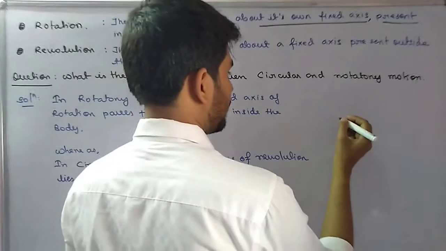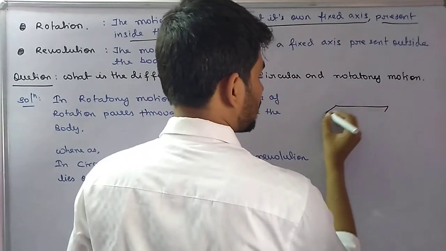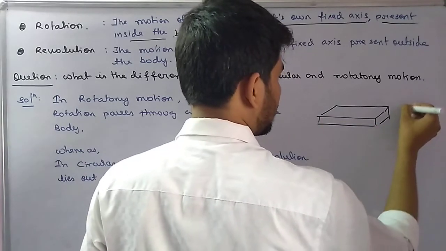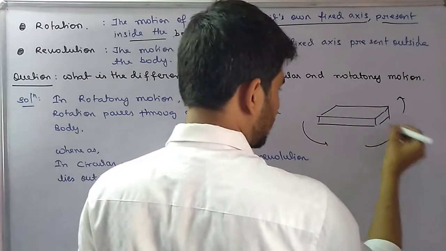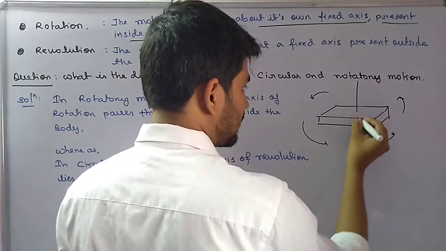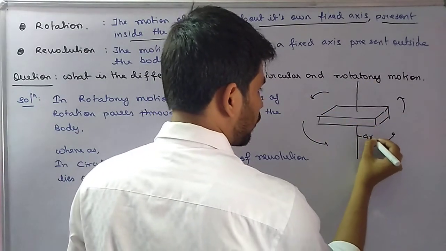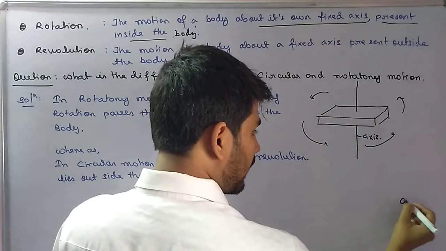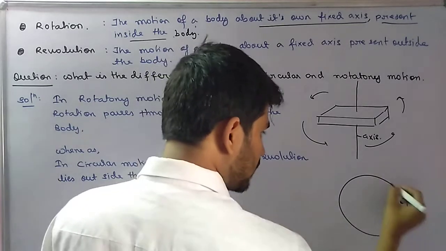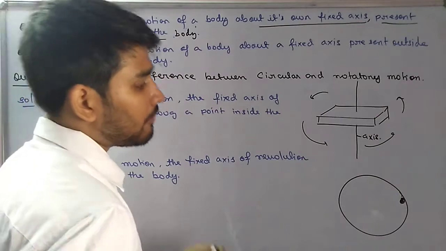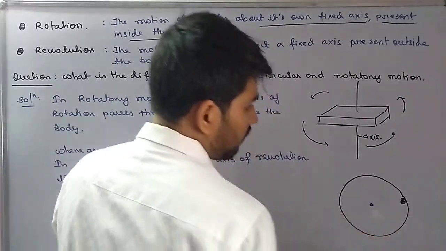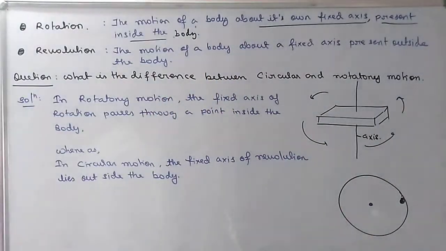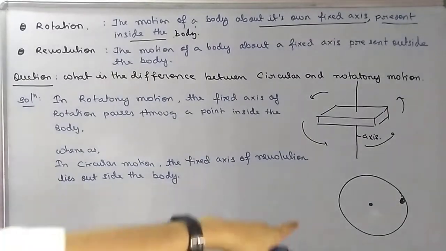That's very simple. Let's take this example only. Suppose this is a book and this book is rotating in this manner. In this case, the axis will pass through this. This is the axis of rotation. Fine. But on the other hand, if a particle over here is undergoing circular motion, then for this point, the fixed axis will be somewhere over here, which is present outside the body. That's it. We'll move on to the next slide. Is it clear?